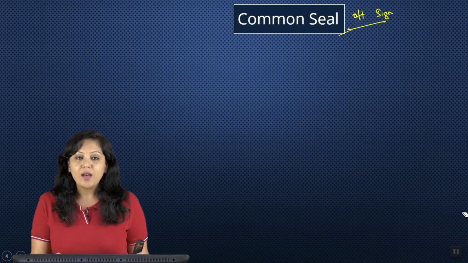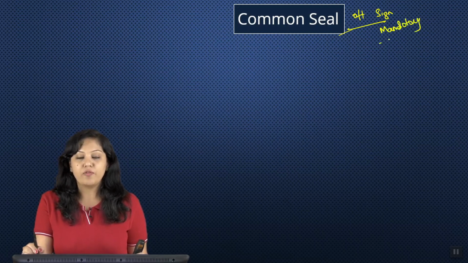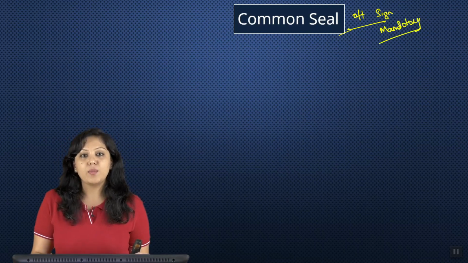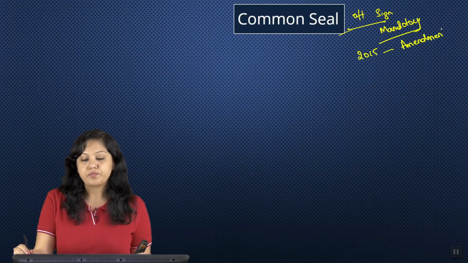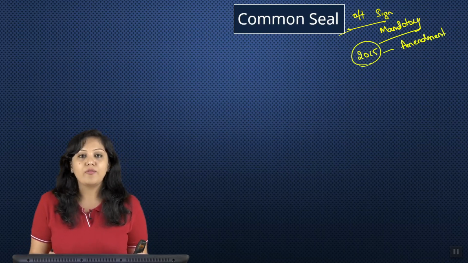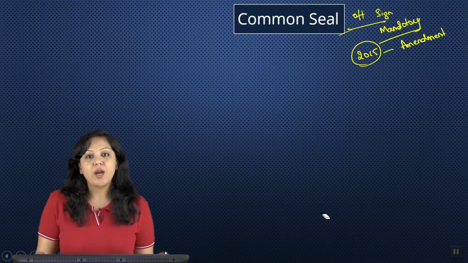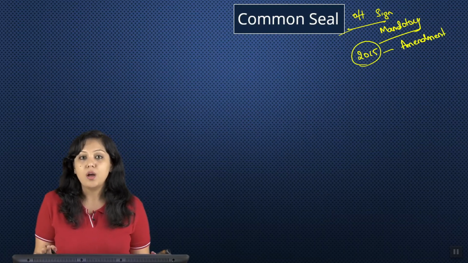Okay. So earlier in the old Act, the Companies Act 1956, a common seal was mandatory. Every company should have an official signature which should be affixed on certain contracts and agreements mentioned in the articles. Now, in the year 2015, there was an amendment where the common seal was made optional. This year is important. You'll have to mention it in your exam. In the year 2015, the common seal was made optional. Then we'll understand what happens when a company does not adopt a common seal.